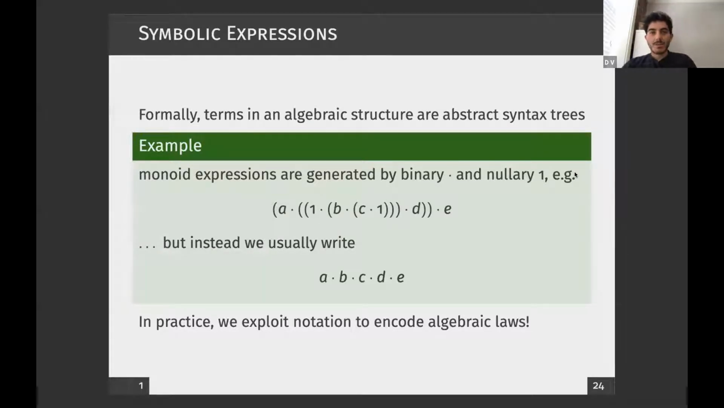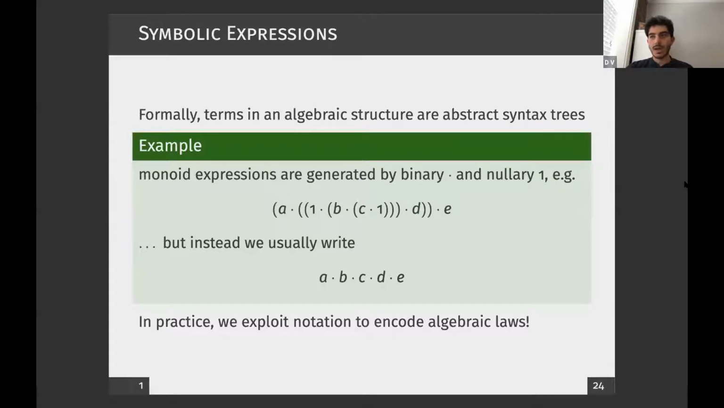So, let's talk about symbolic expressions in an algebraic structure. Formally, given an algebraic structure with generating operations, expressions in them are like abstract syntax trees. Let's consider a monoid, where the operations are a binary, which I'll label as dot, and a nullary, which I'll label as 1. For instance, this messy looking thing with a bunch of parentheses.